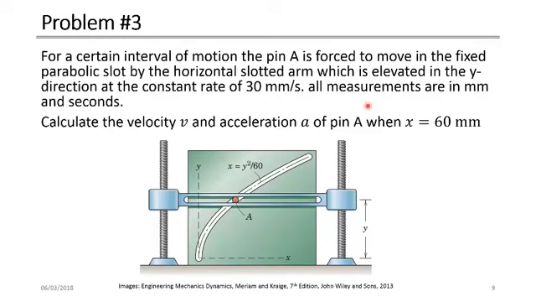All the measurements here are made in millimeters and seconds, and we are required to calculate the velocity v and the acceleration a of the pen. So we need to find the total velocity v and the total acceleration a of the pen when x is equal to 60 millimeters. Remember that x can be measured from here in the horizontal direction, but because we have the equation here, if x is given as 60, we can also find y.